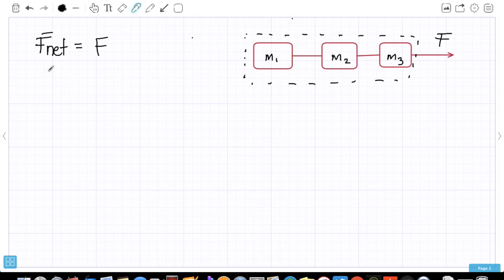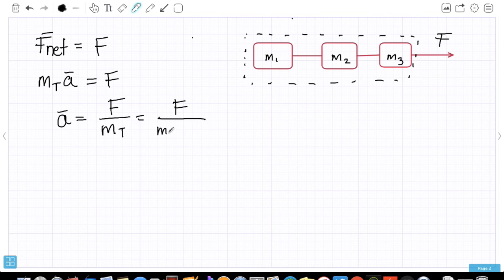So according to Newton's second law, the net force is equal to mass, and that's the total mass of all three of them, times acceleration, which is the acceleration of all the blocks. And therefore, if we're solving for acceleration, then we have F over mt, and then just recall that mt is equal to m1 plus m2 plus m3. So this is going to be a very useful quantity to us.